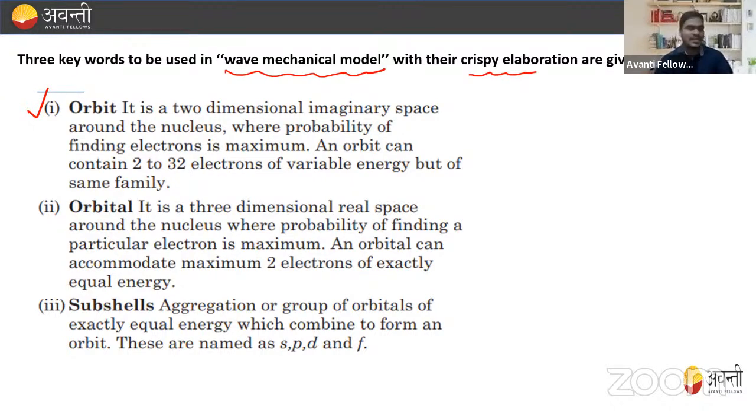What is a subshell? What is an orbital? What is the spin quantum number? We are going to study all of these. So these three things are very important: the orbit, the orbital, and the subshell. An orbit is a two-dimensional imaginary space, and an orbital is the three-dimensional real space around the nucleus where finding a particular electron is maximum, right? An orbit can contain 2 to 32 electrons of variable energy but of the same family, whereas an orbital can have a maximum of 2 electrons.